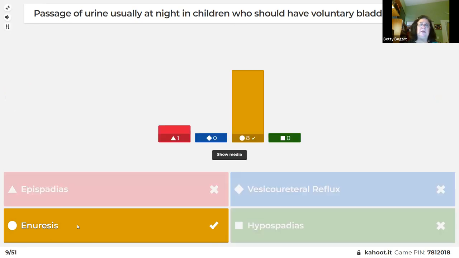So bedtime wetting is called enuresis. Now there's two things you need to know in this slide here, epispadias and hypospadias. Sometimes when a boy baby is born, the urethra doesn't empty at the tip. It empties underneath, and that's called a hypospadias. The hole is on the bottom. And sometimes it's on top, and that's the epispadias, okay?